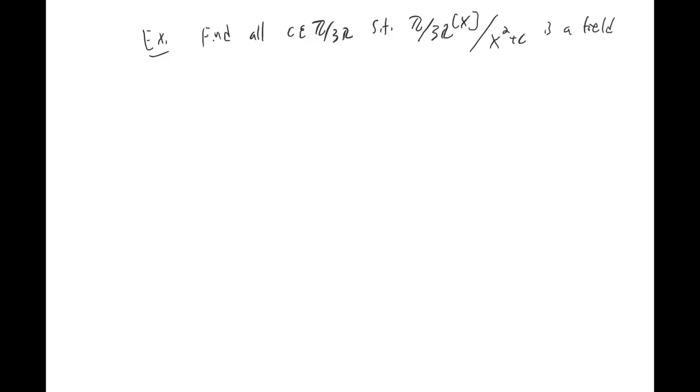Let's continue. Let's do examples now. I don't want to go too far ahead, so we're just going to practice examples of prime and maximal ideals. Find all c in Z mod 3Z such that, this is just practicing quotients, Z mod 3Z of x, quotient by x squared plus c, is a field. Let me do the first one. Is this a field?